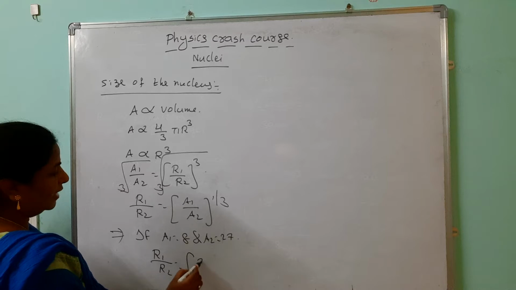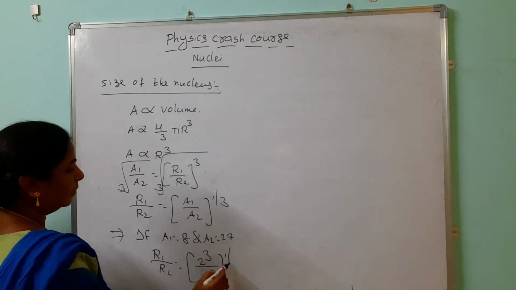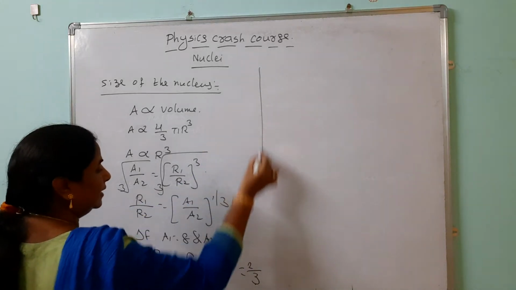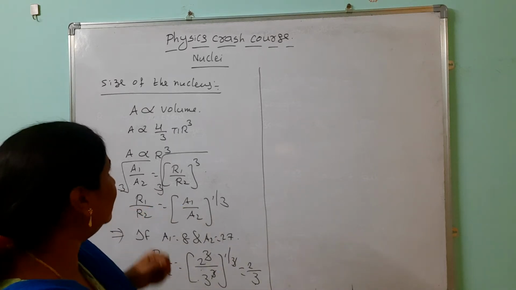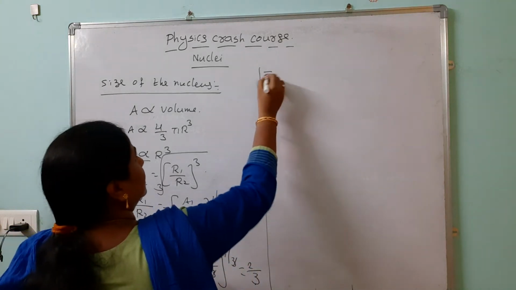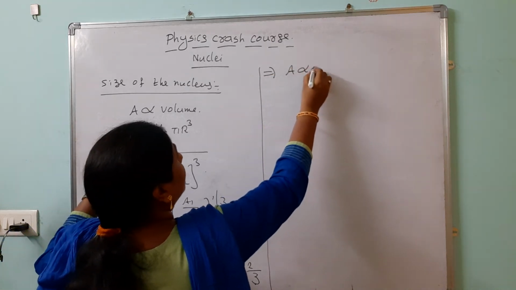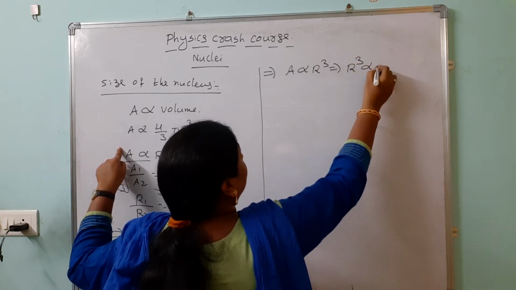So 8 means 2 cube, 27 is 3 cube, so 1 by 3. The cubes cancel. The answer is how much? 2 by 3. So this is the relation between mass number and radius of the nucleus. Then we are going to discuss here that R is directly proportional to A to the power of 1 by 3, so R cube is directly proportional to A.